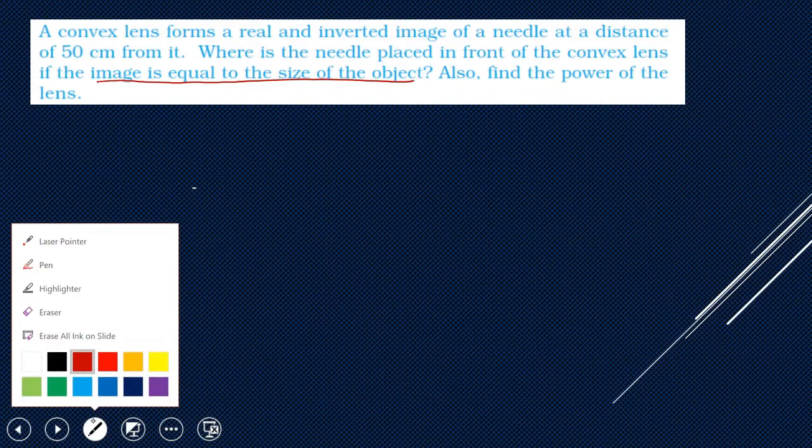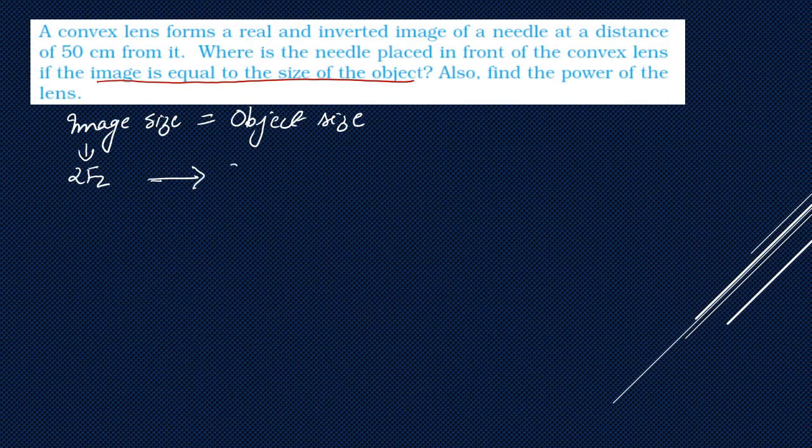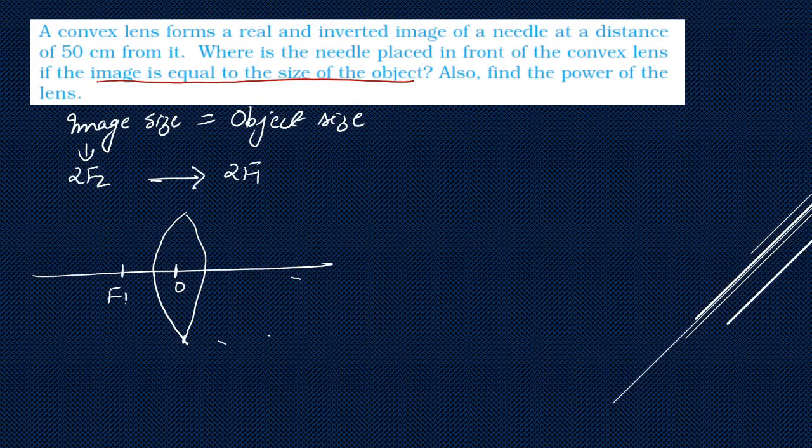That means there is only one case when the size of the image is equal to the size of the object. What is that situation? When the object is placed at 2f1 and the image is formed at 2f2. So the image we get is at 2f2, when the object is at 2f1 for a convex lens. I'll show you with the help of a ray diagram as well. Optical center, f1, 2f1, f2, 2f2.